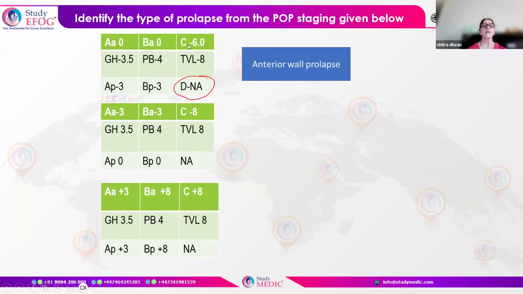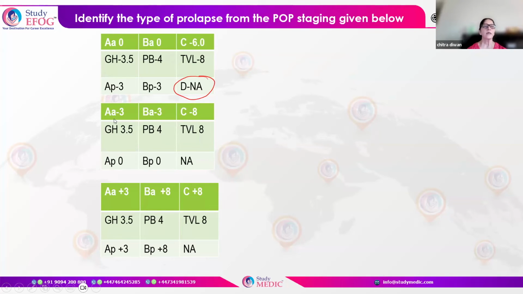Point C is -6. That means this looks to be a type of anterior vaginal wall prolapse. Why? Because points AP and BP are -3. That means they are in their normal position. You are having only anterior vaginal wall prolapse. Let us have a look at the second grid.